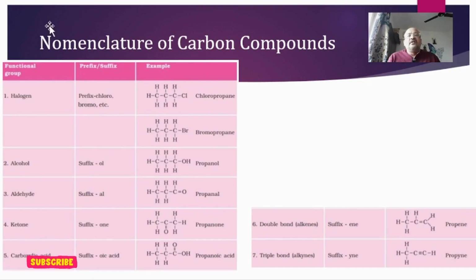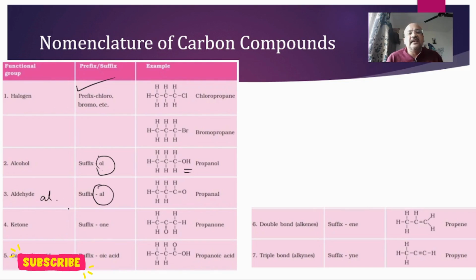Here are a few of the suffixes and prefixes. Halogens, we know, come as a prefix, as we have discussed earlier. Then alcohol: here you see OL is there, and we have already seen propanol, where one hydroxyl group is attached. Then we have the aldehyde group. Aldehyde comes as Al. For aldehyde it is Al.